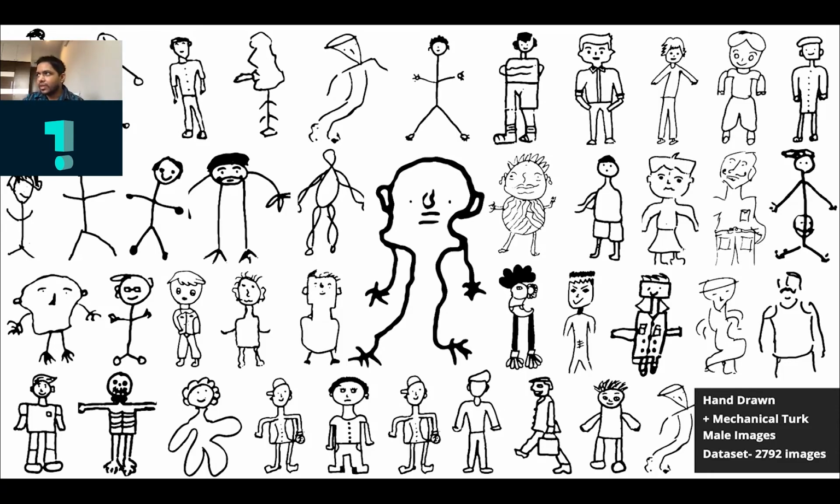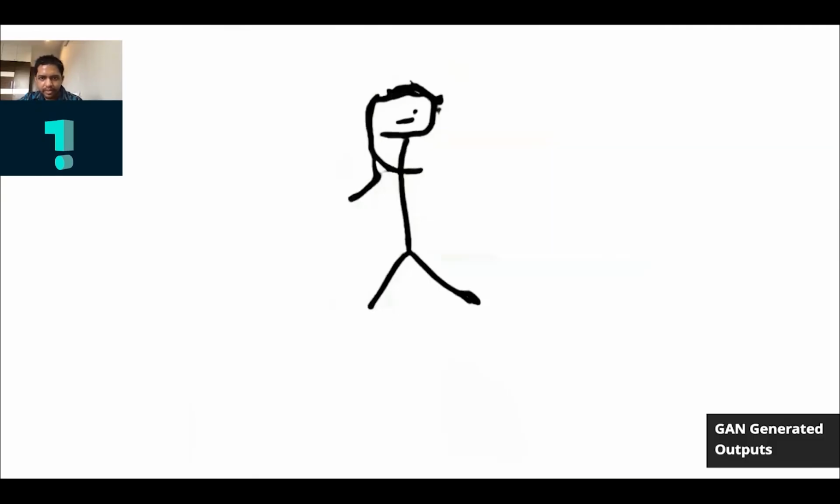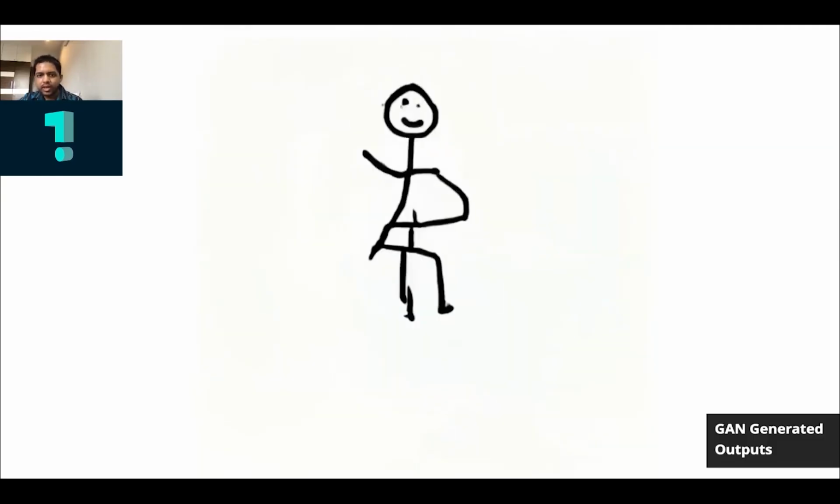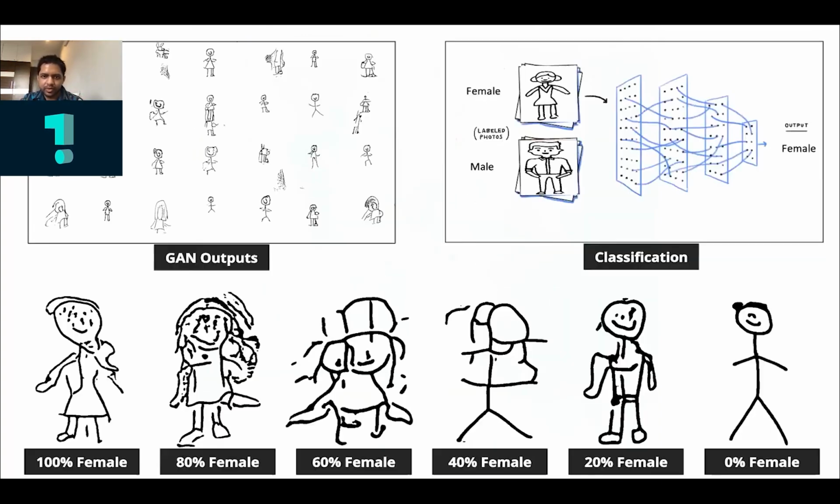And then the second phase of the data collection was done online through Amazon Mechanical Turk, where we created a simple task where people had to draw a standing male and a female form, and they were given certain money for doing that. So we collected about 2,500 to 2,700 images of these two kinds, and then trained the GAN algorithm to generate new stick figures or line figures of these genders.